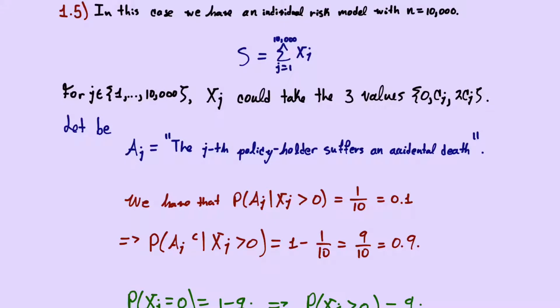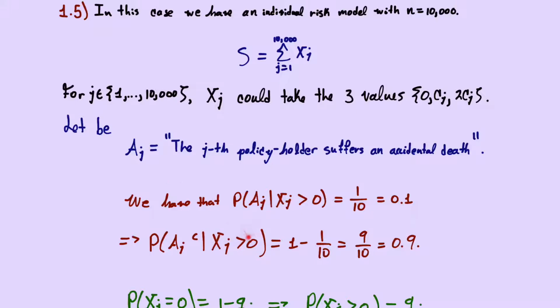We can write that using conditional probability, because if we know that the policyholder has died, that would be the event when the insurance company pays something positive, xj greater than 0. This event represents that we pay because the policyholder of the jth policy dies. In that case, the conditional probability that, given that we have a death, it is accidental, would be 1 over 10, because it says that 1 out of 10 deaths is an accidental death, and that is just 0.1.